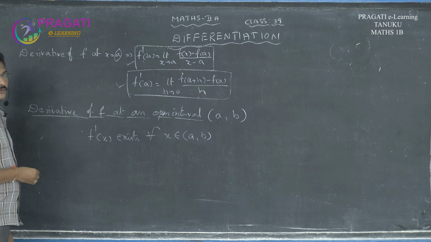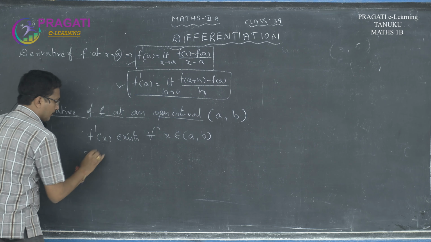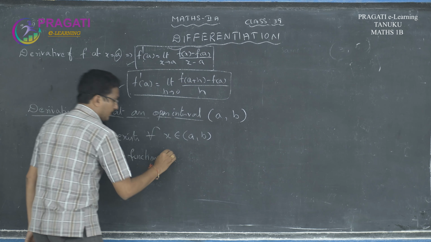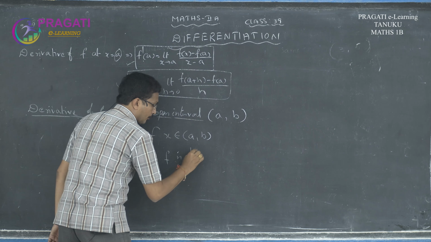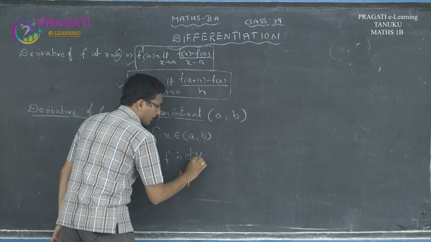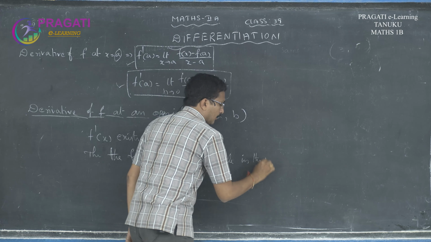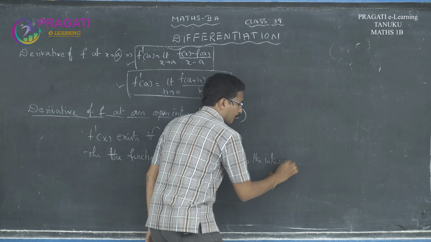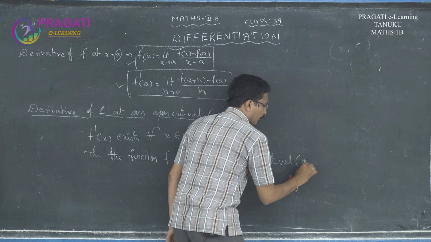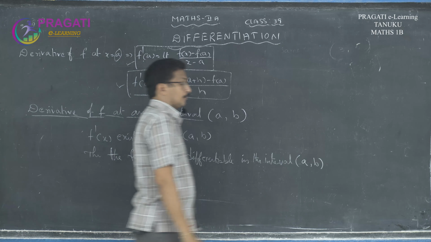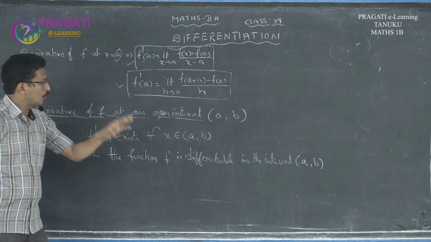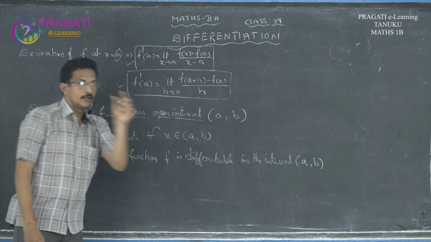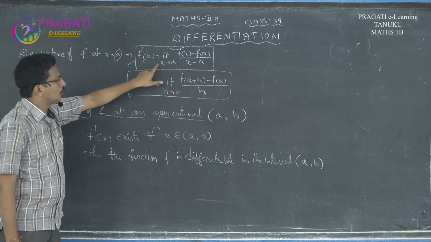For all x belongs to (a, b), then the function f is differentiable in the interval (a, b). Here, how to check in the interval? Check at only a, then we use the formula.